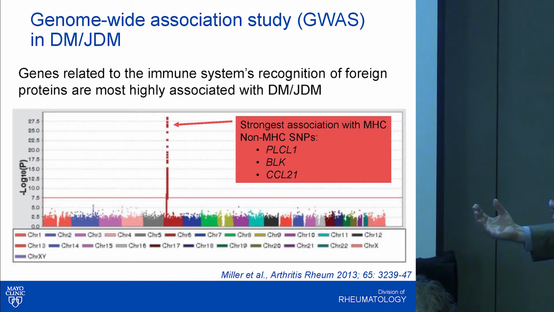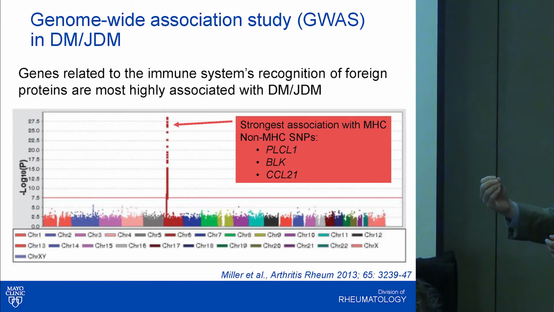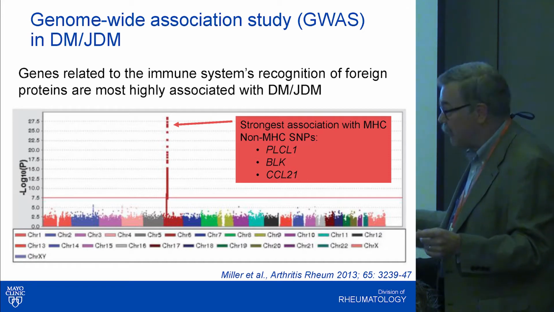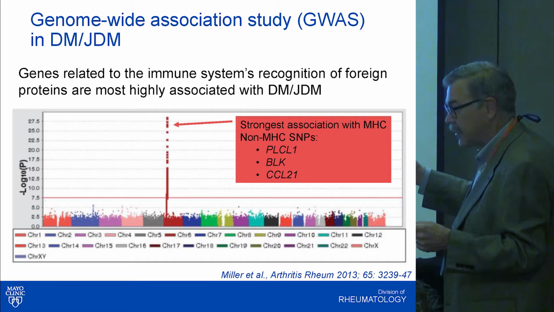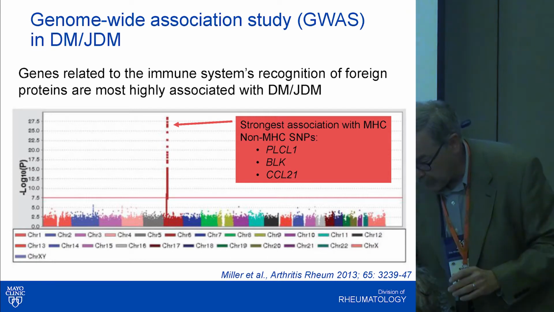These are markers identified for transplantation, important for the immune system recognizing foreign things to try to reject. And so the strongest association is with variations within this recognition part of the immune system, the MHC. There are some others that go up, but that's really the strongest. So this is in dermatomyositis and juvenile dermatomyositis compared with control people.